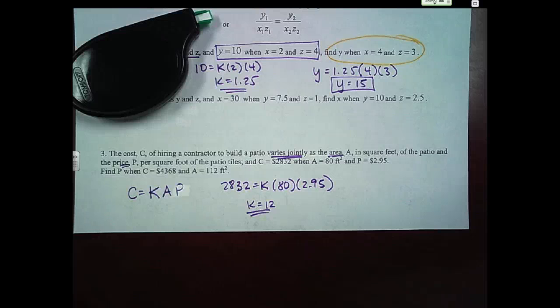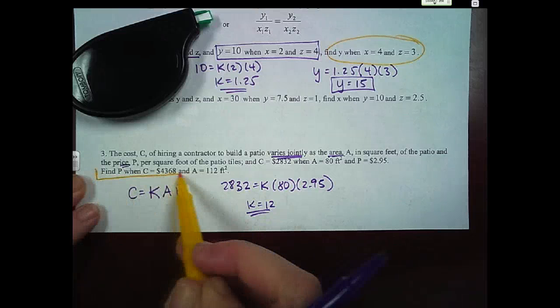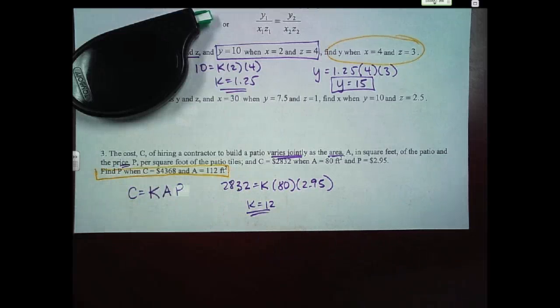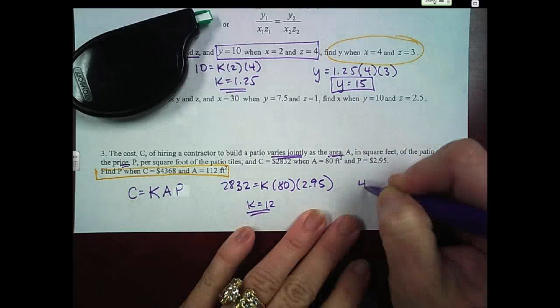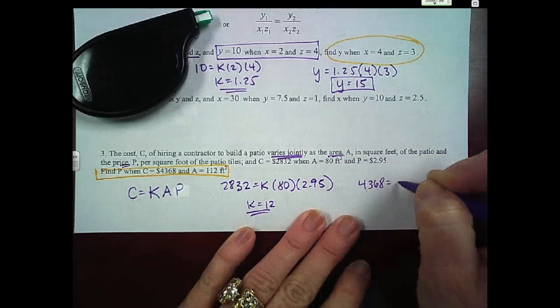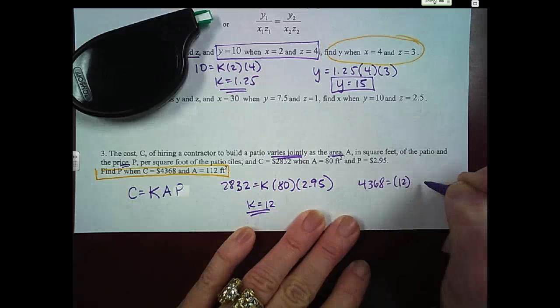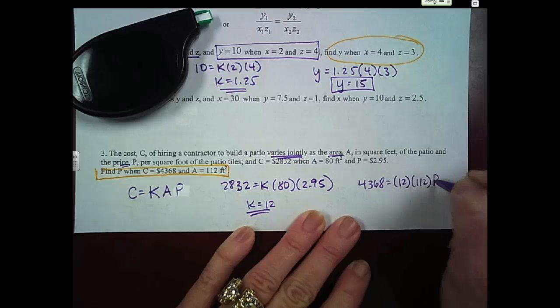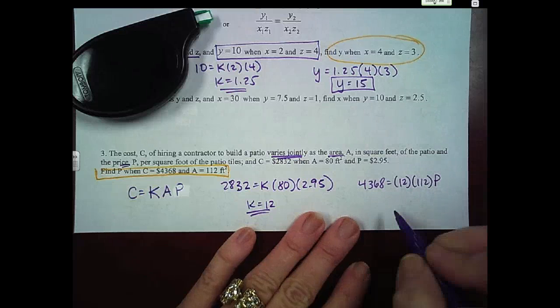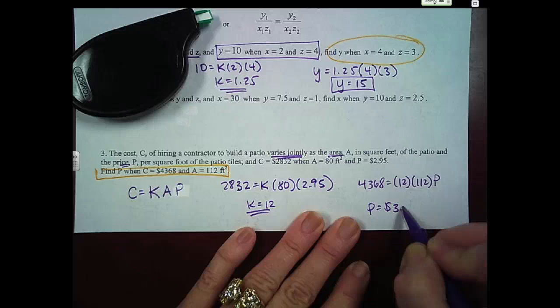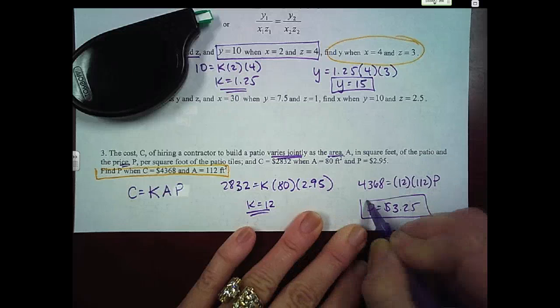Now I'm gonna say, well, find me the price per square foot. Then if the cost is $43.68, my constant is 12, my area is 112, and I'm looking for P. The price per square foot would be $325.